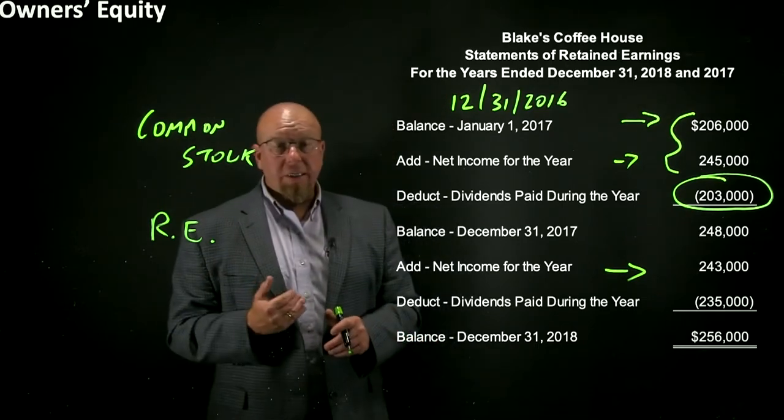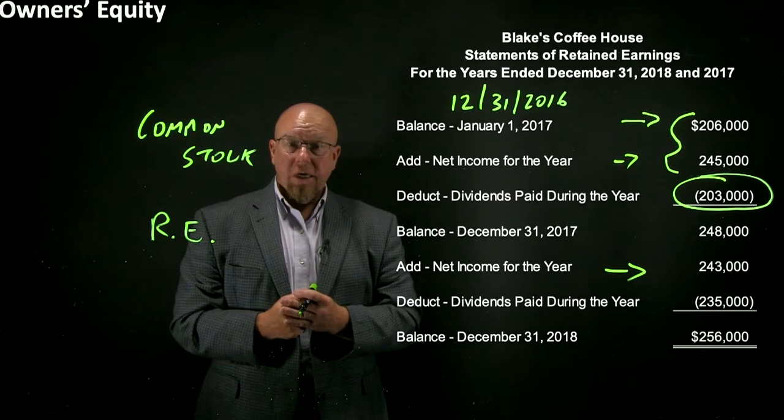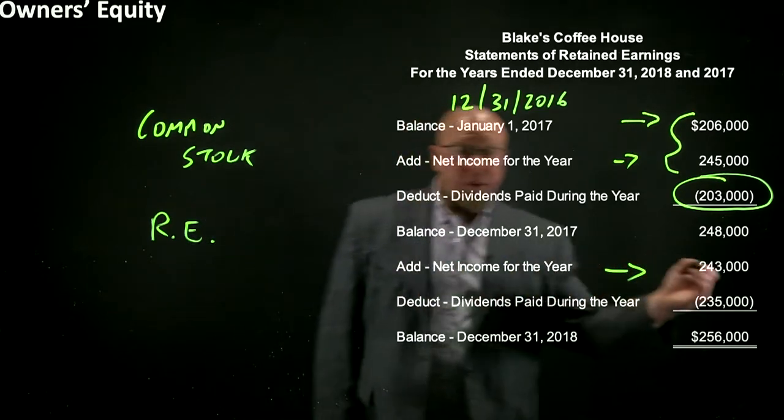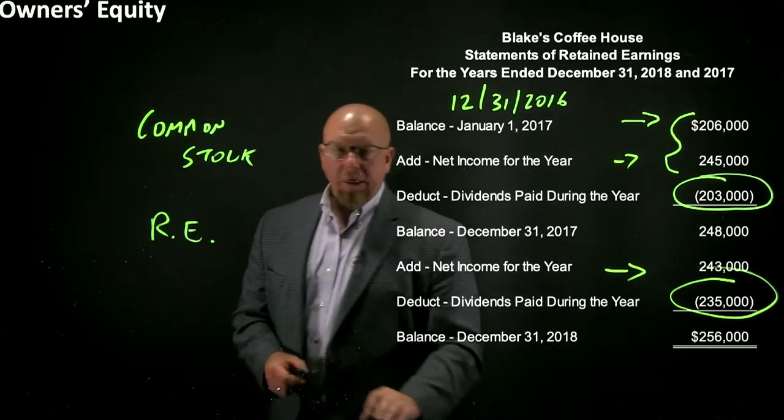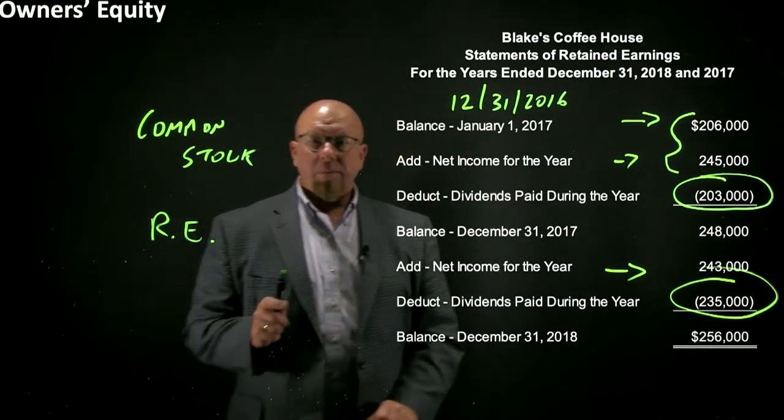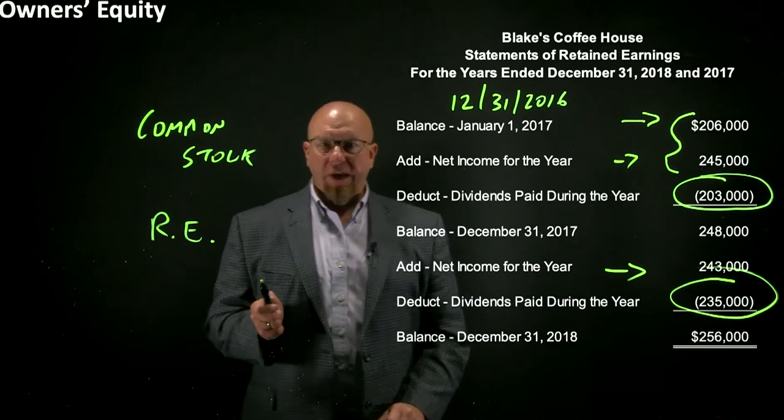Then, to the extent that we distribute some of those earnings to the shareholders, we treat those as a reduction of retained earnings. We're going to look at that statement in a little bit more detail in a few minutes, but let's turn the page and look at the statement of cash flows next.